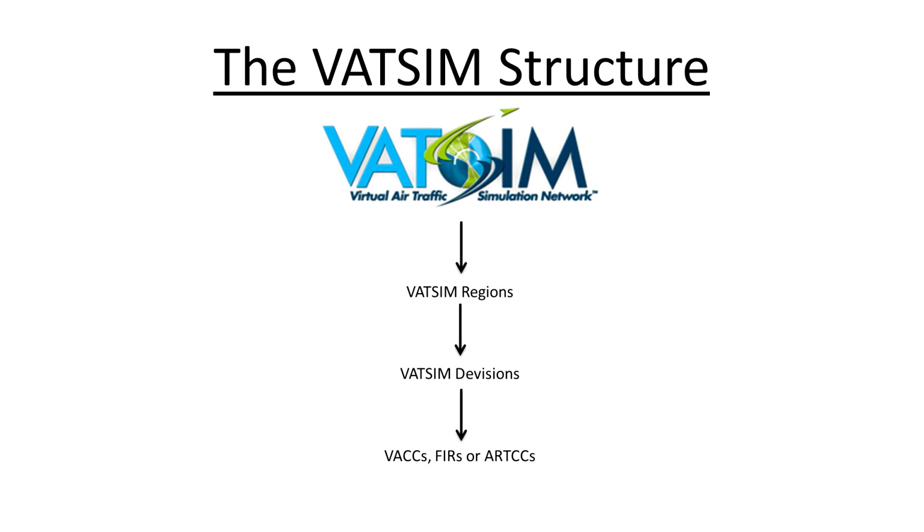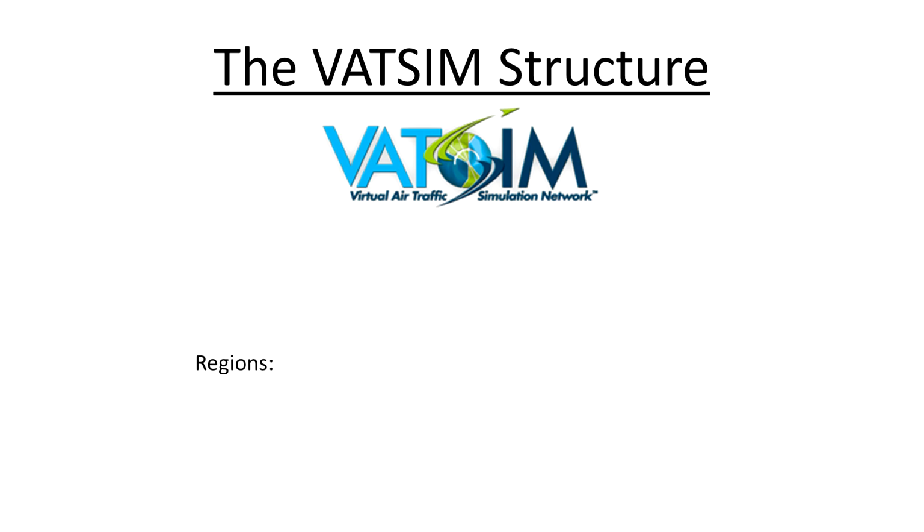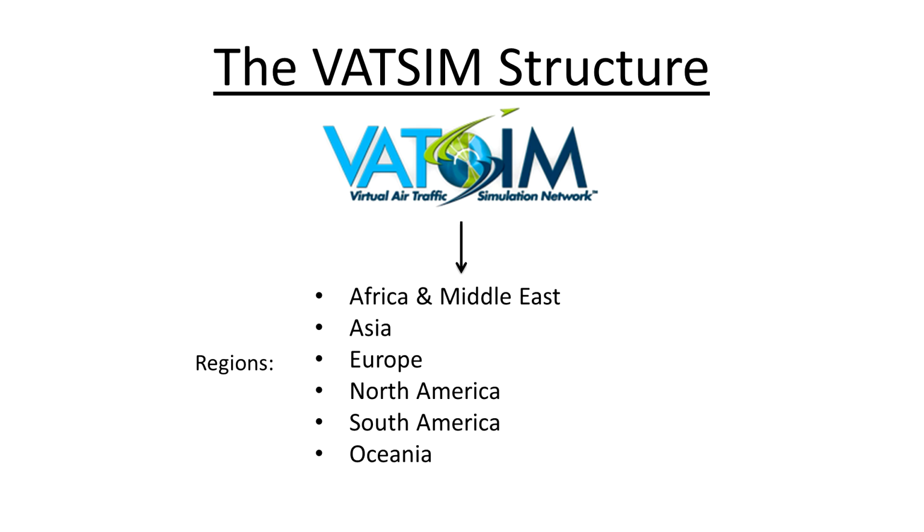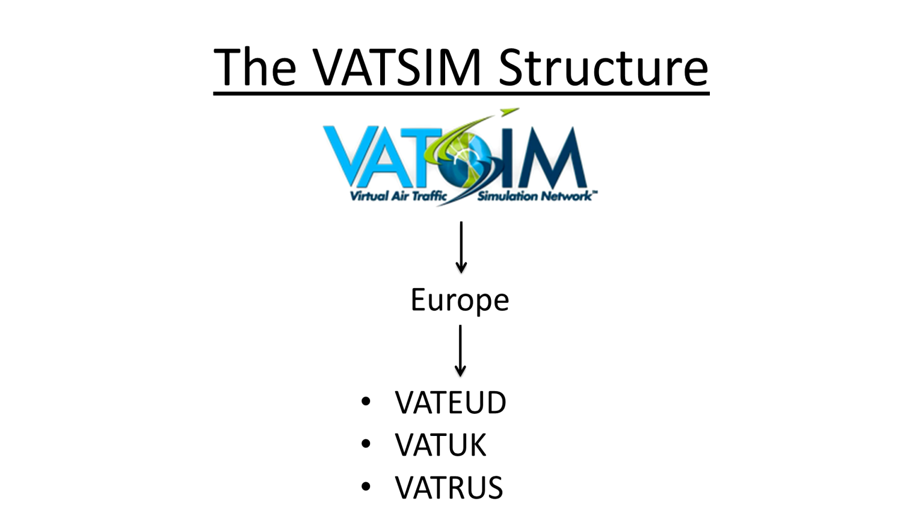So let's take a look at the regions first. VATSIM has 6 different regions, and those are Africa and Middle East, Asia, Europe, North America, South America and Oceania. And those regions are again split up in divisions. So let's take a look at Europe, for example. Europe is the region, and Europe has 3 different divisions, each taking care of their own bit more local community. We have the VAT EUD taking care of the main continent of Europe, VAT UK taking care of the United Kingdom, and the VAT Russia taking care of the Russian-speaking countries and Ukraine.